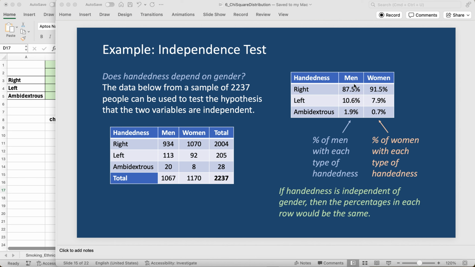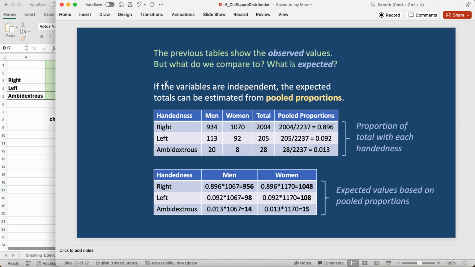If they were completely independent, then we would expect these percentages to be the same. And they're not the same. Maybe you would say they're not too different, but the question is always, how different do they need to be before we can really call that a relationship? So we need to run a chi-square test to investigate this.